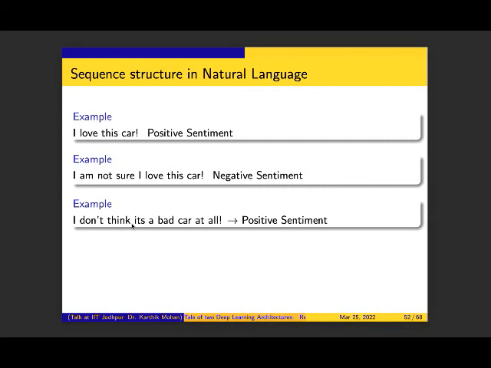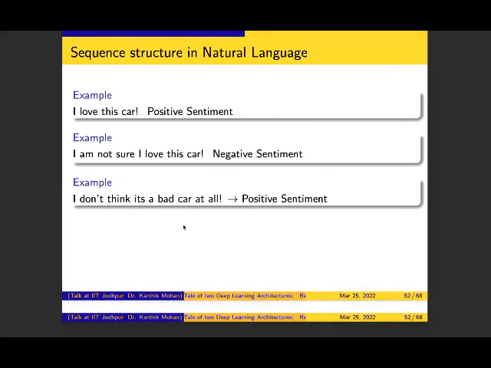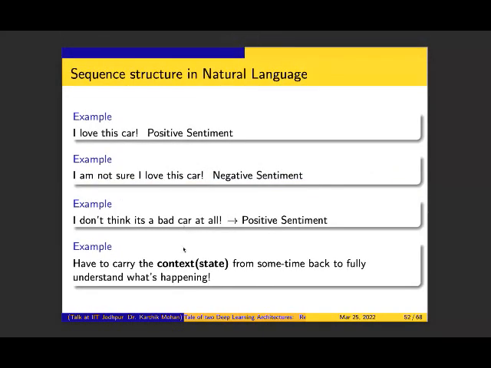So the sequence structure is very important to make predictions for natural language tasks. We also have to carry context. Here "don't think" was not so far away, but sometimes things are far away. Let's pick a name, say Shubham. Shubham came to the department today, and then he is going to be presenting today. And then who is he? He is Shubham, right? That context came in a previous sentence. So we have to carry the context from some time back to understand what is happening.